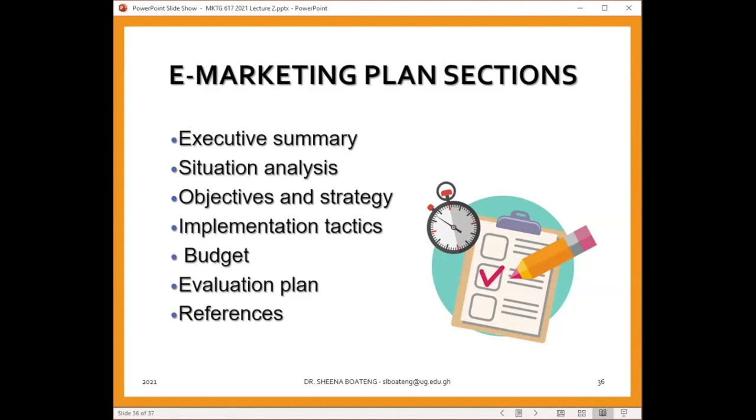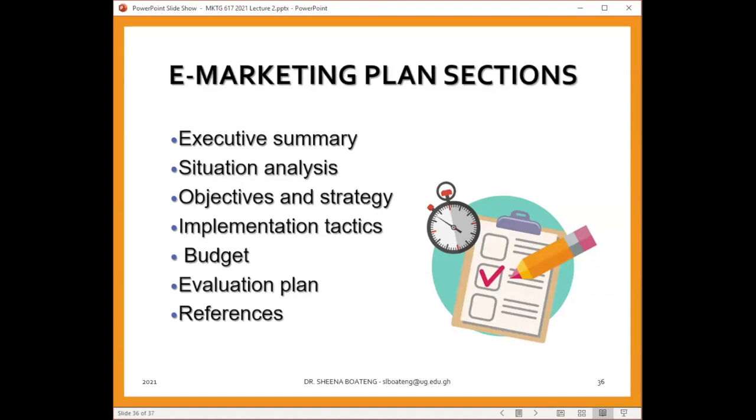We present the objectives and strategy that we are going to use to achieve these objectives. We outline the implementation tactics that we are going to use and the specific activities that go into each of the tactics. Then our budget for the entire e-marketing plan, right, as well as our evaluation plan, or what Isaac just drew our minds to in the form of a monitoring and evaluation plan, to be able to make sure that we are consistently keeping tabs on whether or not we are on track. And when we do fall off track, knowing when we have and how to be able to recover, right?